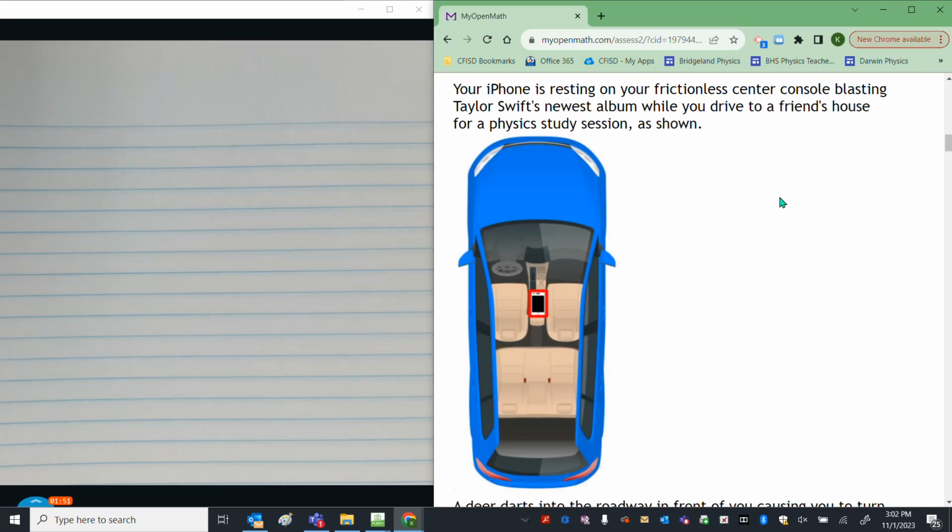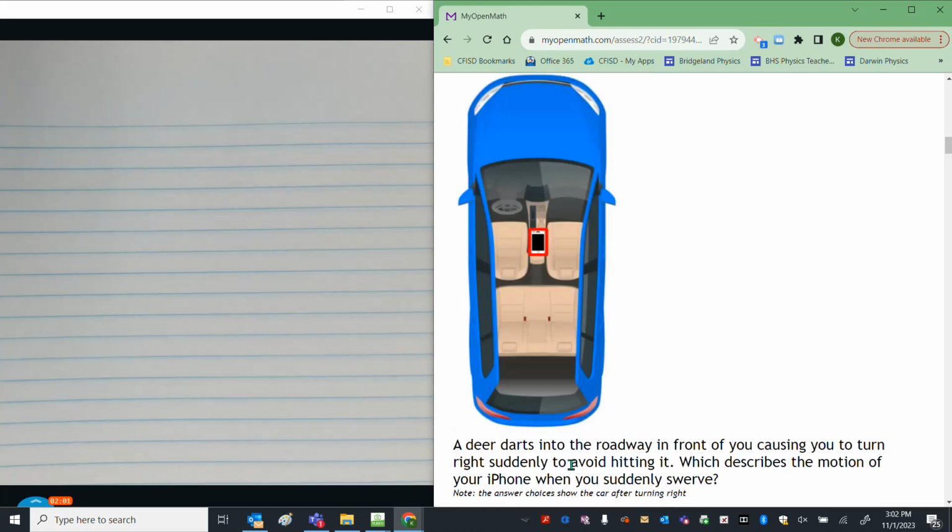This one says your iPhone is resting on your frictionless center console, blasting Taylor Swift's newest album while you drive to a friend's house for a physics study session as shown. A deer darts into the roadway in front of you, causing you to turn to the right suddenly to avoid hitting it, which describes the motion of your iPhone when you suddenly swerve. So if this is your phone and your car turns to the right, right now your phone and your car are both going forward, let's say at 40 miles per hour.